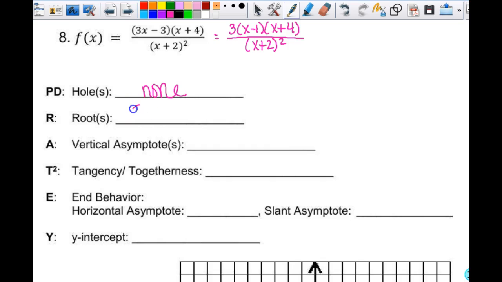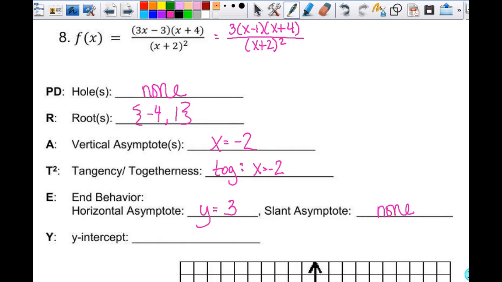I have 2 roots, which would be negative 4 and 1. Vertical asymptote, x equals negative 2. Do I have any tangency or togetherness? Togetherness. So I have togetherness at x equals negative 2. Do I have a horizontal asymptote? Yes, thankfully. We don't have to do long division, right? So they are tied in degree. That means I have a horizontal asymptote, and it would be y equals what? 3, because it is the ratio of the leading coefficients. And if I multiplied all that out, there'd be a 3 on the top and a 1 on the bottom. So good. Which means there's none of these.